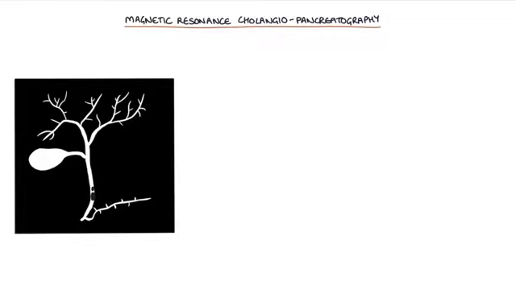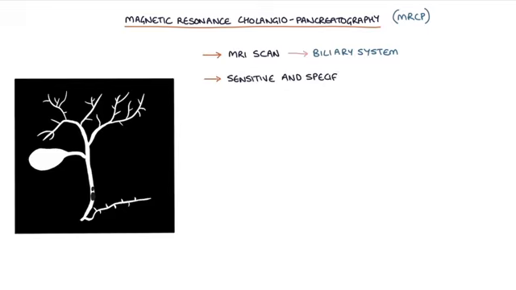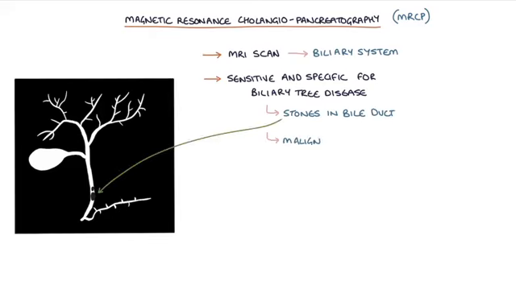Let's talk about magnetic resonance cholangiopancreatography. A magnetic resonance cholangiopancreatography, or MRCP, is an MRI scan with a specific protocol that produces a detailed image of the biliary system. This is a very sensitive and specific test for biliary tree disease, such as stones in the bile duct and malignancy. An MRCP scan is used in a number of scenarios for gaining a detailed picture of the biliary system, such as identifying biliary strictures or congenital abnormalities.